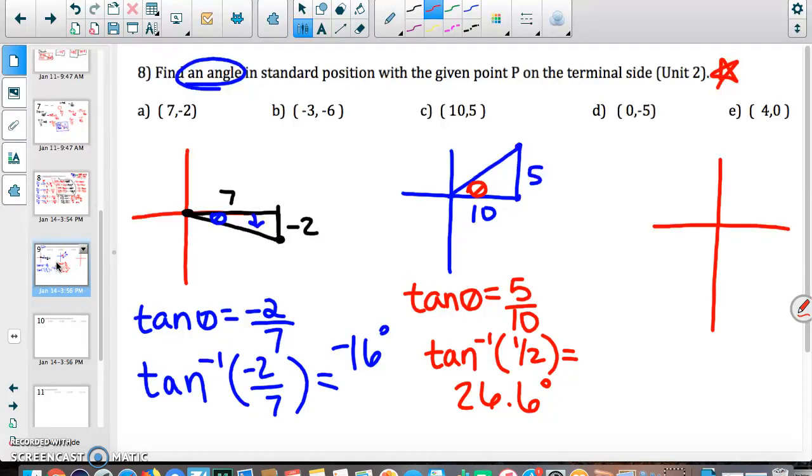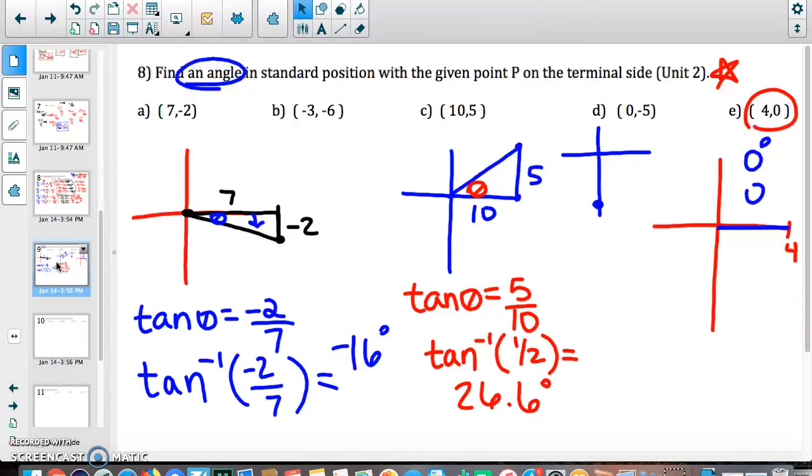I'll do the last one here, part E, just for sake of space. So this is the point 4, 0. So I'm going out 4 and I'm not going up or down any. So what angle is this? Oh, this is just 0 degrees or 0 radians, right? I'm not going anywhere. I will sneak in part D because it's a little tricky. 0, negative 5 is going to be down here. Again, we're in standard position. So that would be starting from here.